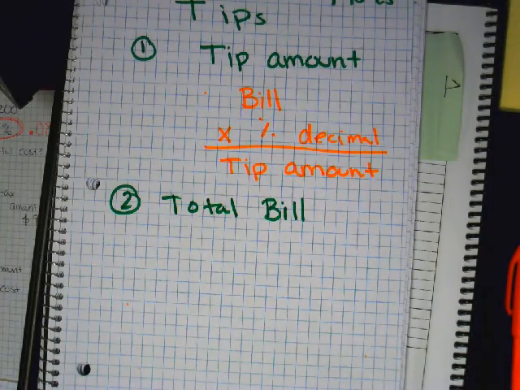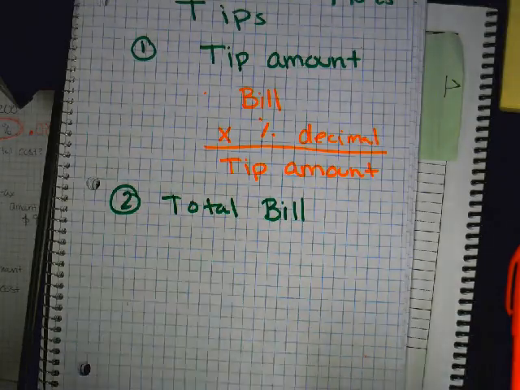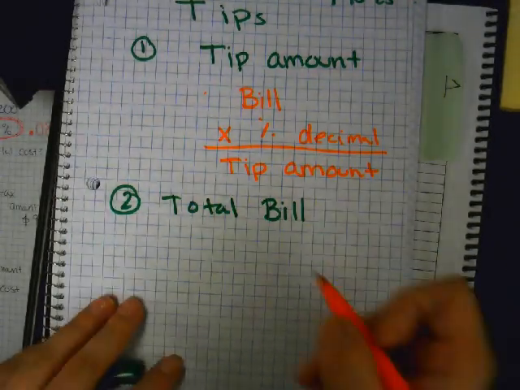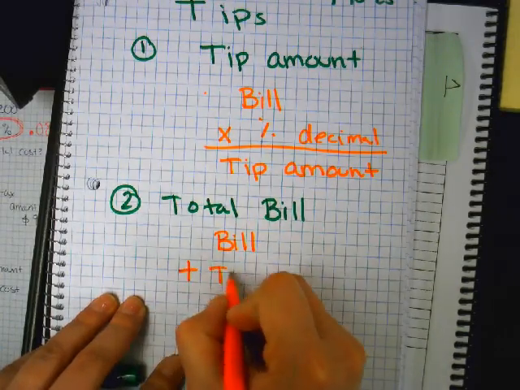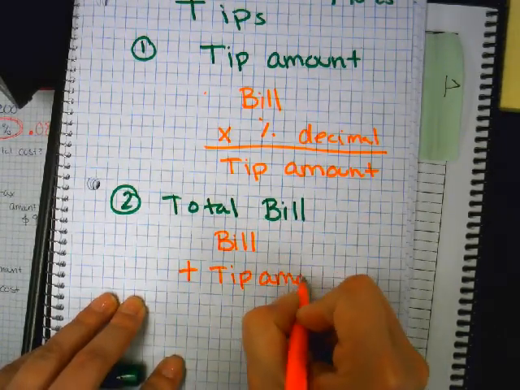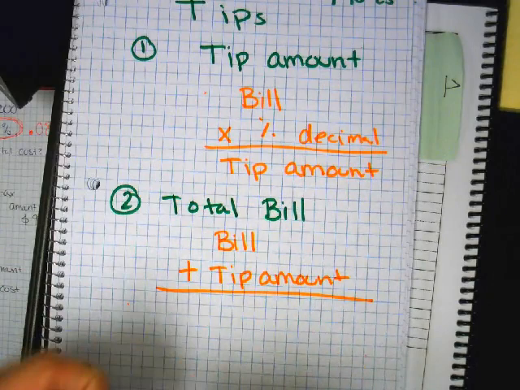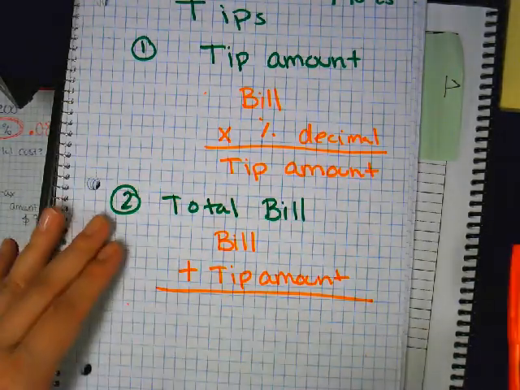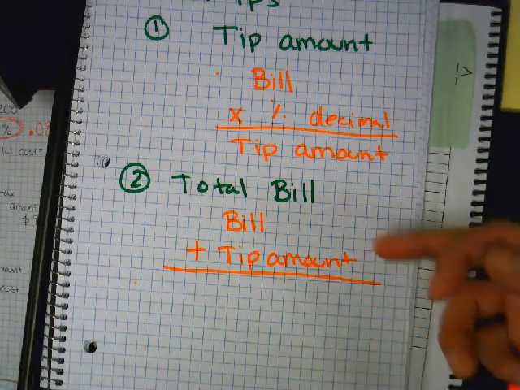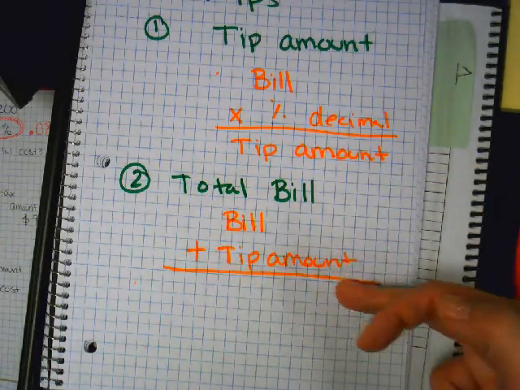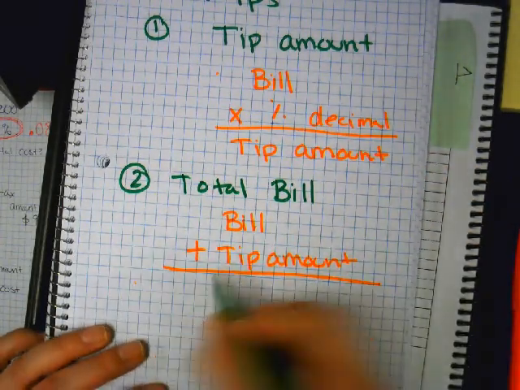This is the exact same thing as tax. So you're going to take your bill and you're going to add your tip amount. Total bill is your bill plus your tip amount. This will give you what we call your total bill.